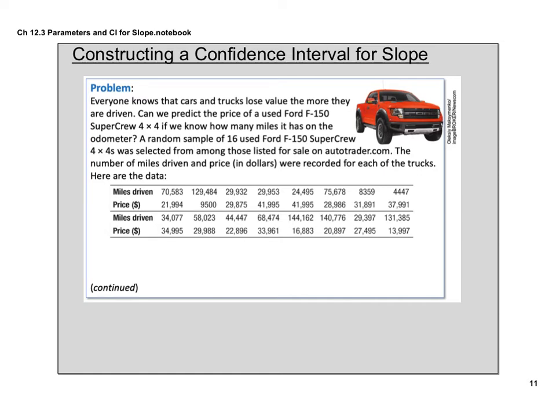All right, so now we're going to get into a question here. We're going to actually calculate a confidence interval. It says, everyone knows that cars and trucks lose value the more they are driven. Can we predict the price of a used Ford F-150 Super Crew 4x4 if we know how many miles it has on the odometer? A random sample of 16 used Ford F-150 Super Crew 4x4s was selected from among those listed for sale on autotrader.com. The number of miles driven and the price in dollars were recorded for each of the trucks. Here are the data. This is good to know. Whenever you have data, that should suggest to you L1 and L2.